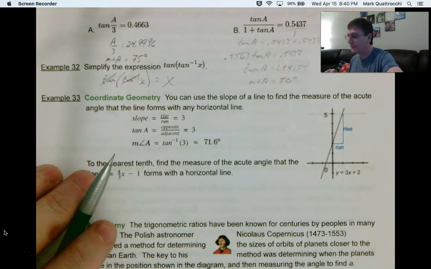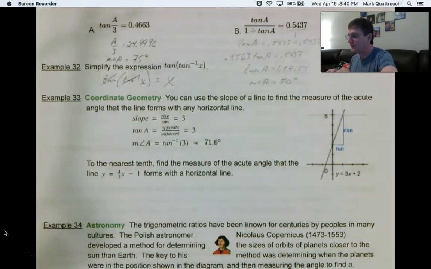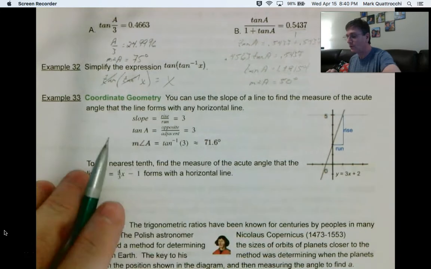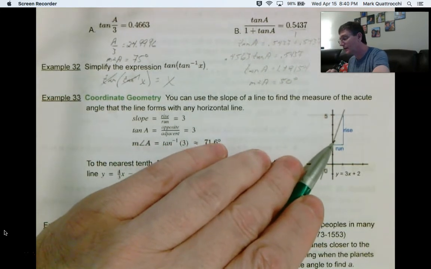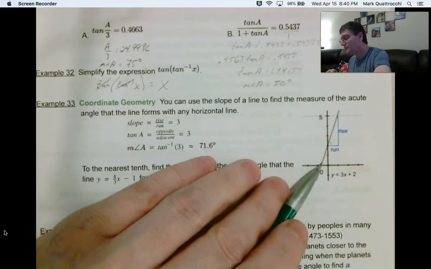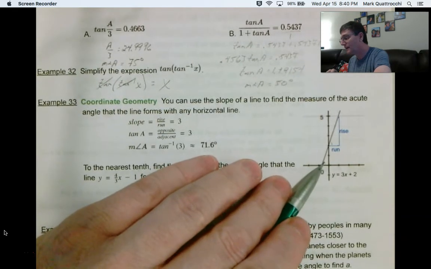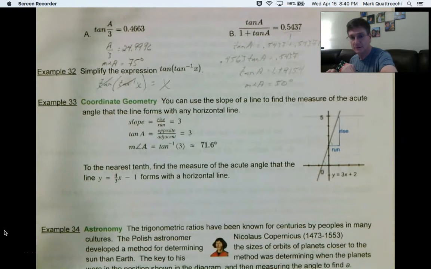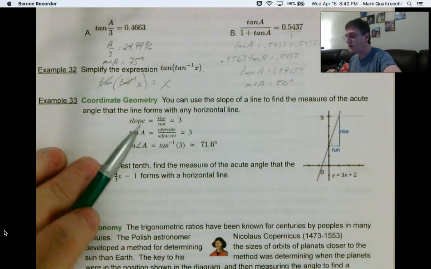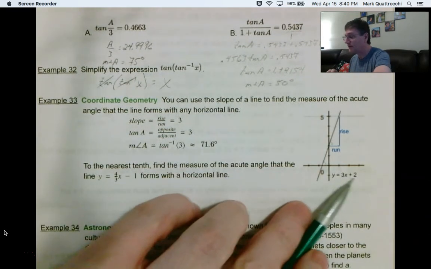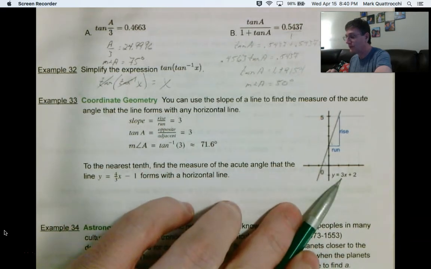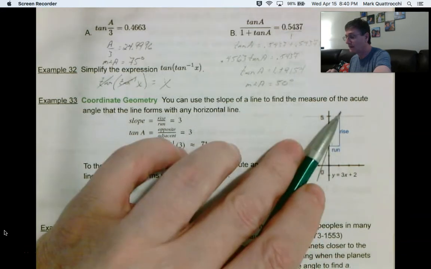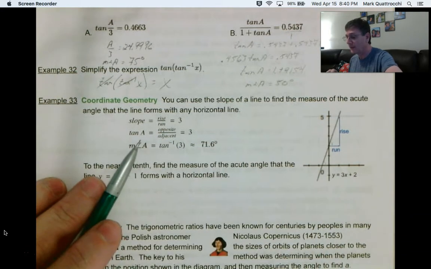Example 33, coordinate geometry. We use the slope of a line to find the measure of the acute angle it forms with a horizontal line. So here we have an acute angle with a horizontal line, or an acute angle down here. They're alternate angles, so it doesn't matter which one you look at. The slope of this line has an equation of y equals 3x plus 2. So the slope is 3, or 3 over 1. It's got a rise of 3, a run of 1.